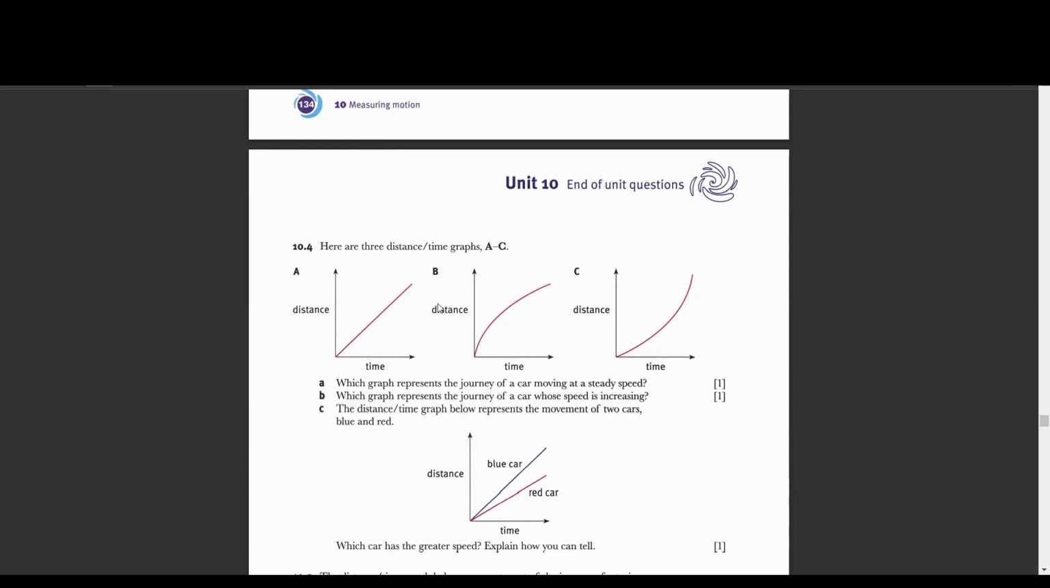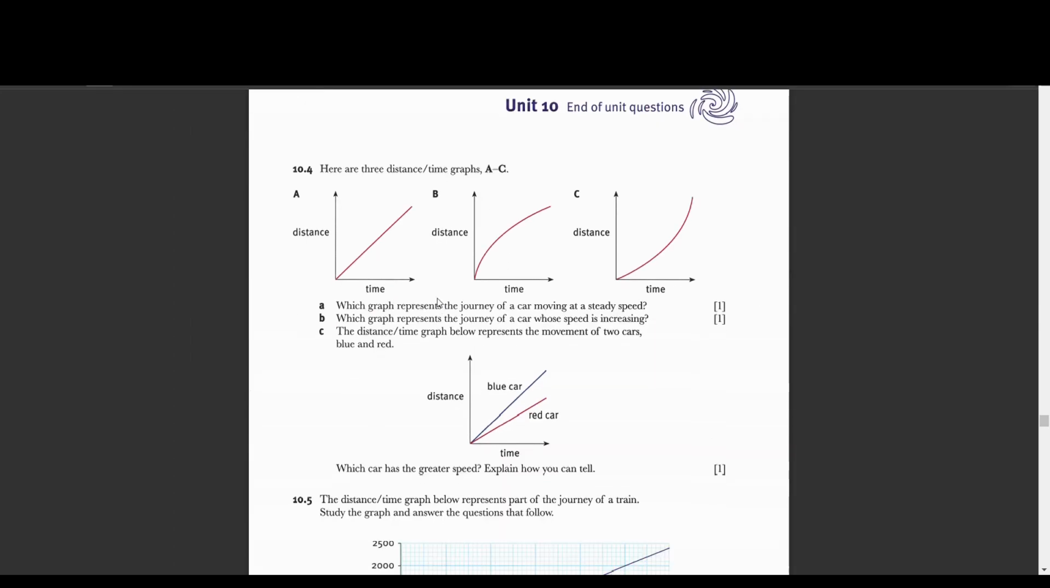Okay. Question 10.4. Here are the three distance time graphs A to C.